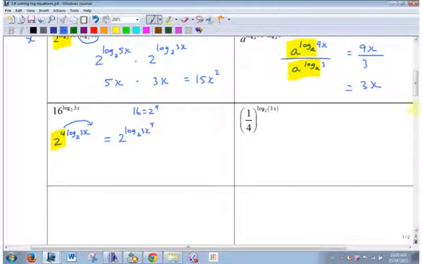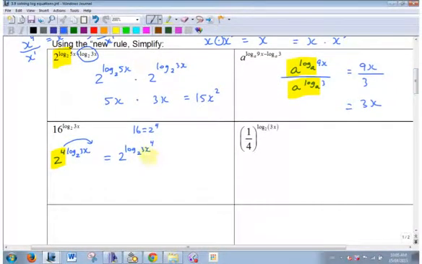Now it looks like this guy. Okay, that's 2 to the power of log base 2 of that thing, which is just that thing. And that's all I can do to it.